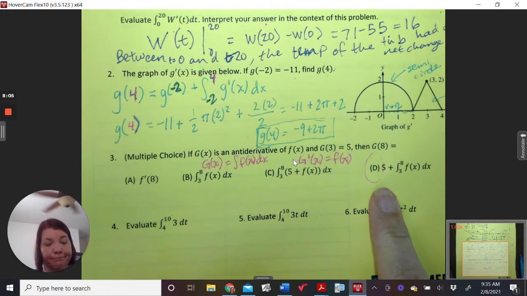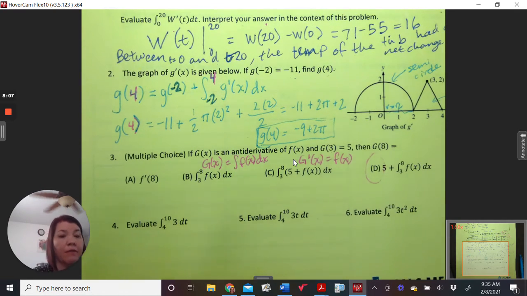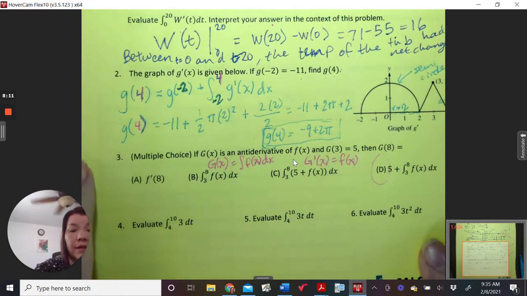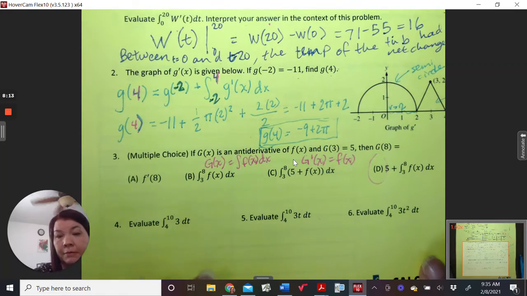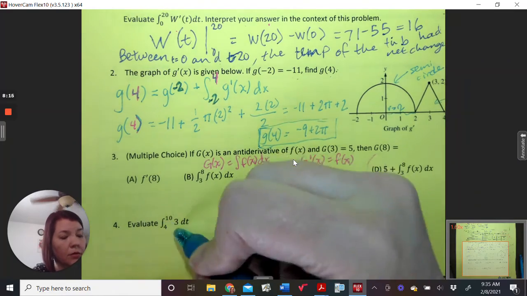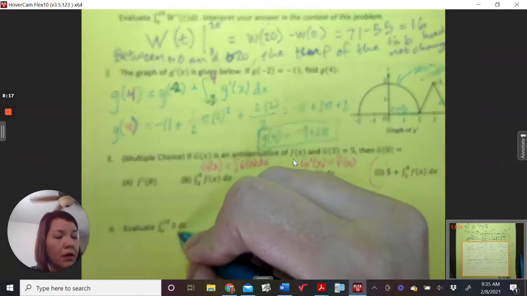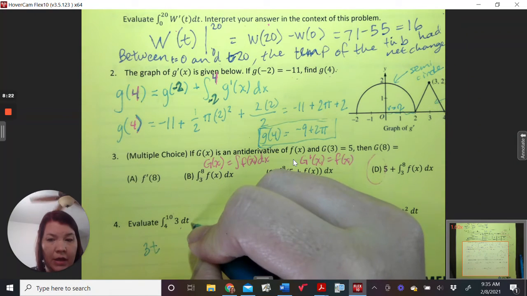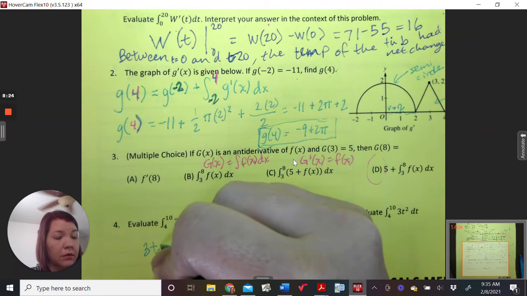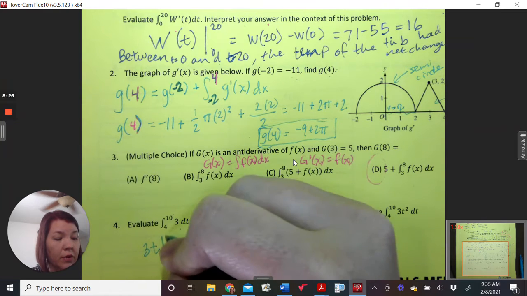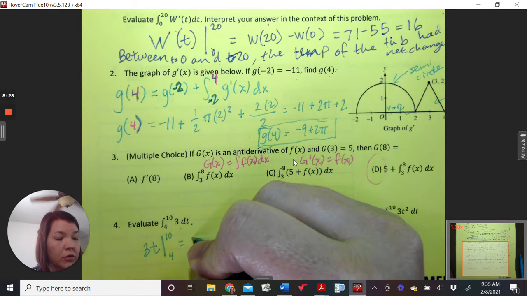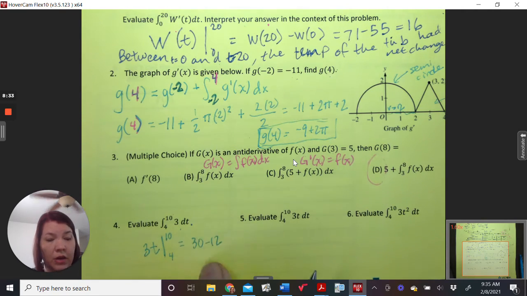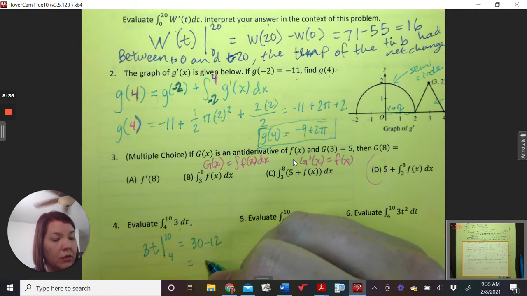Okay, we're evaluating 3 of these, and they're really not that bad. So let's go ahead and do number 4. The antiderivative of 3 is 3t, since we're taking the derivative with respect to t. Evaluated from 4 to 10, that's 30 minus 12, 3 times 10. I'm just plugging in those numbers, which is equal to 18.